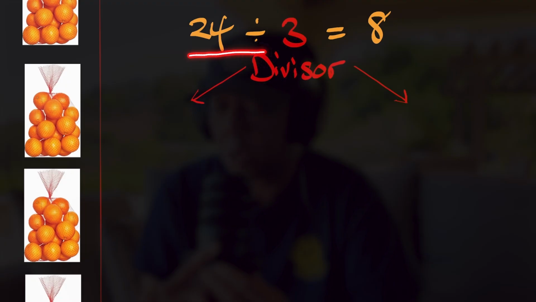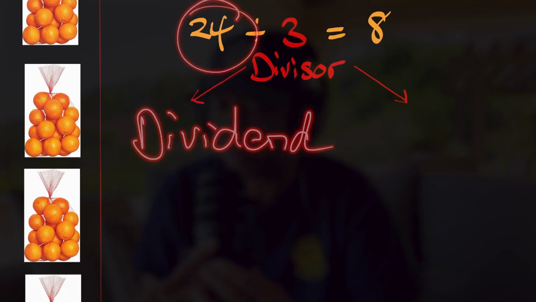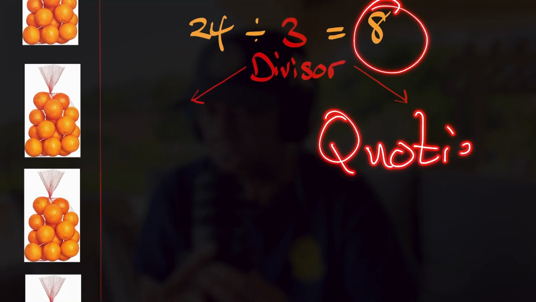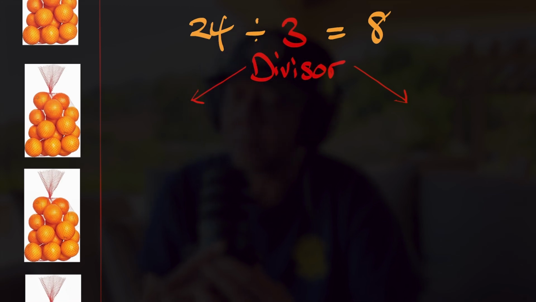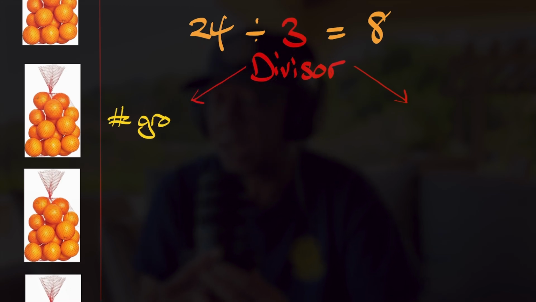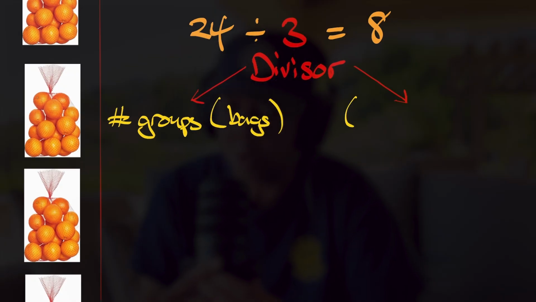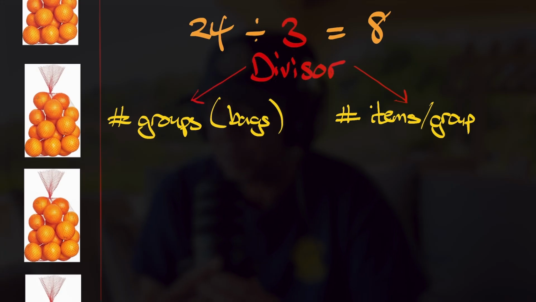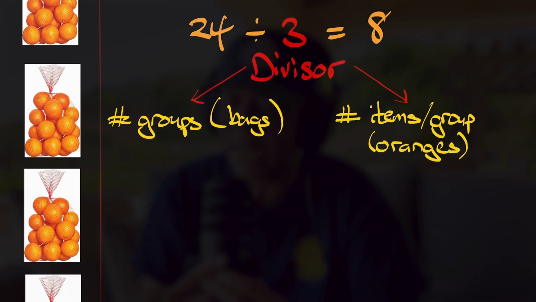So 24 is the total number of oranges, and our divisor is 3. 24 the dividend, and 8, our answer, is our quotient. So we're given this in the number model. The question is really, what type of models are we going to draw to show the divisor 3? In the first case, the 3 could be the number of groups or the number of bags. In the second drawing, the second model that we're going to show, 3, the divisor, could be the number of items in each group. How many oranges in each bag?